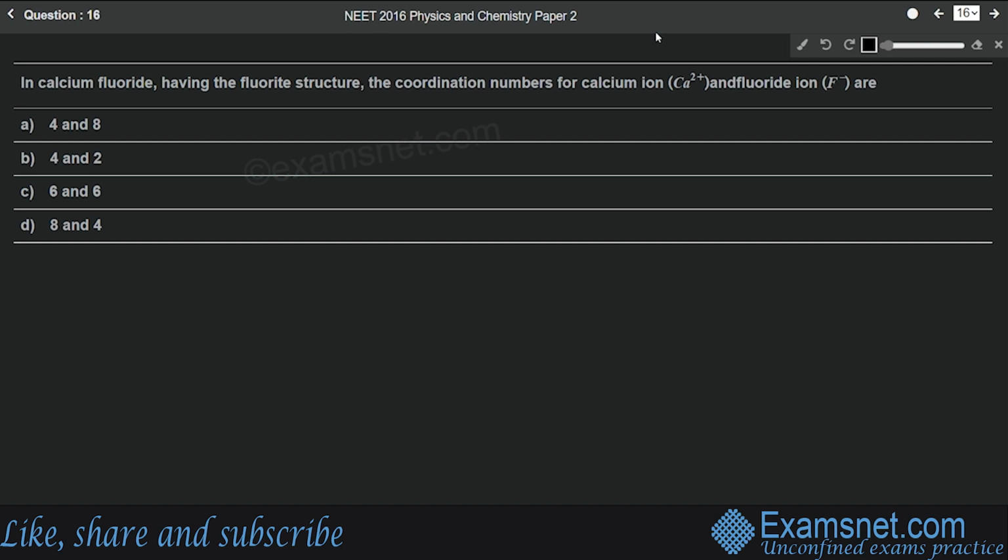Question number 16 is from the chapter solid state, and the question is, in calcium fluoride having the fluoride structure, the coordination number for calcium ion Ca2 plus and fluoride ion F minus are? Okay, so what do you mean by coordination number? It means the number of nearest atoms surrounding the central atom, right? Surrounding the central atom.